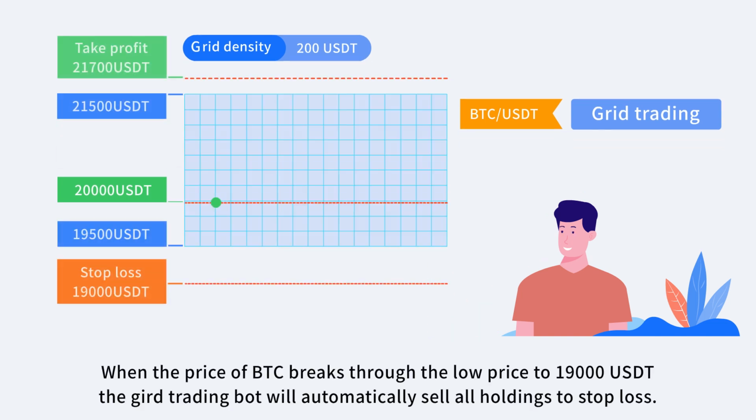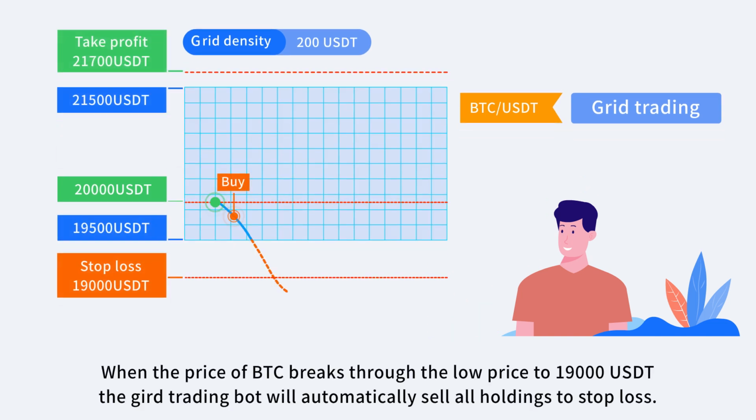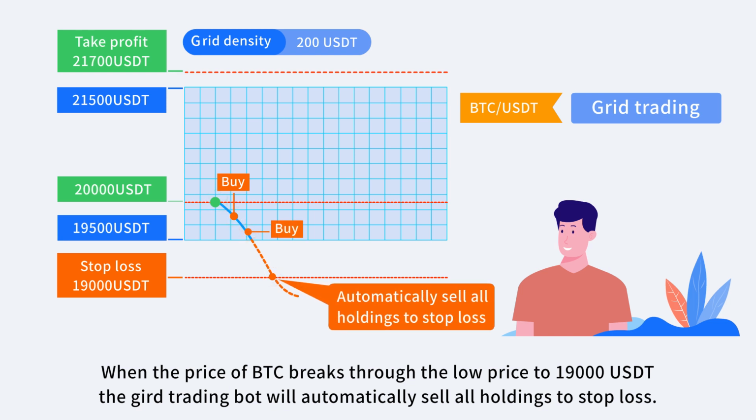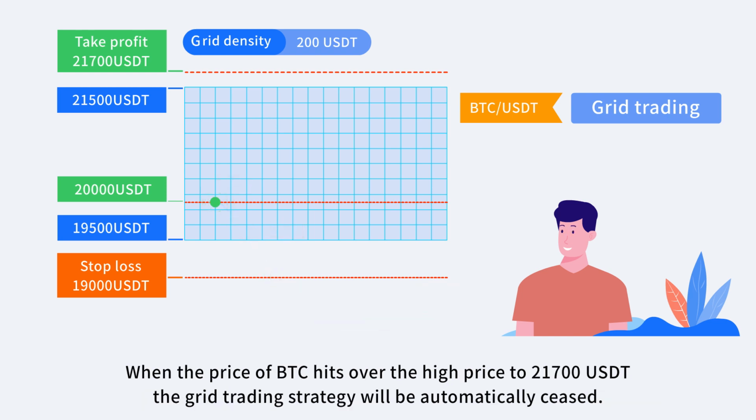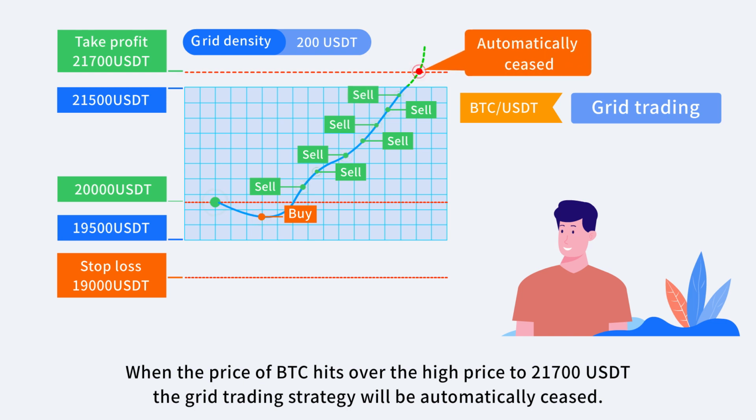When the price of BTC breaks through the low price to $19,000, the grid trading bot will automatically sell all holdings to stop loss. When the price of BTC hits over the high price to $21,700, the grid trading strategy will be automatically ceased.